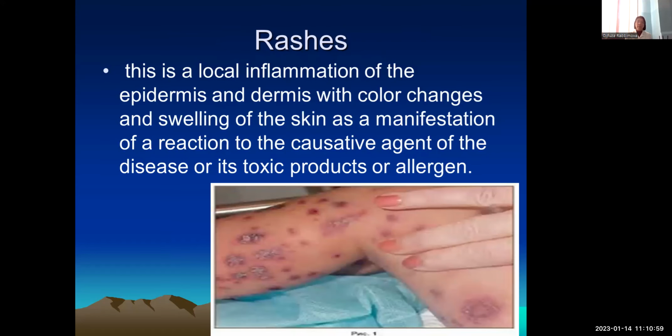Rashes. This is the local inflammation of the epidermis and dermis with color changes and swelling of the skin, as a manifestation of a reaction to the causative agent of the disease, its toxic products, or an allergen.